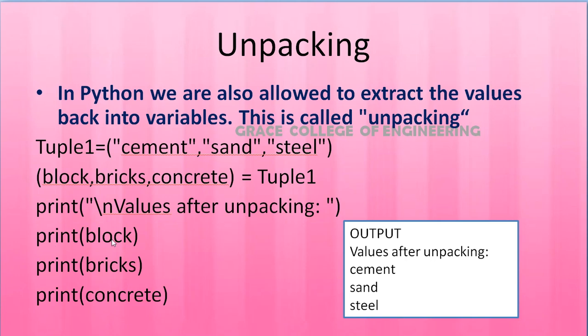So print block means you will get the output cement, as block will be assigned to cement. And print bricks means bricks will be assigned to sand, so you will get the output sand. Concrete is assigned to steel, so steel is the output. This is the unpacking method.